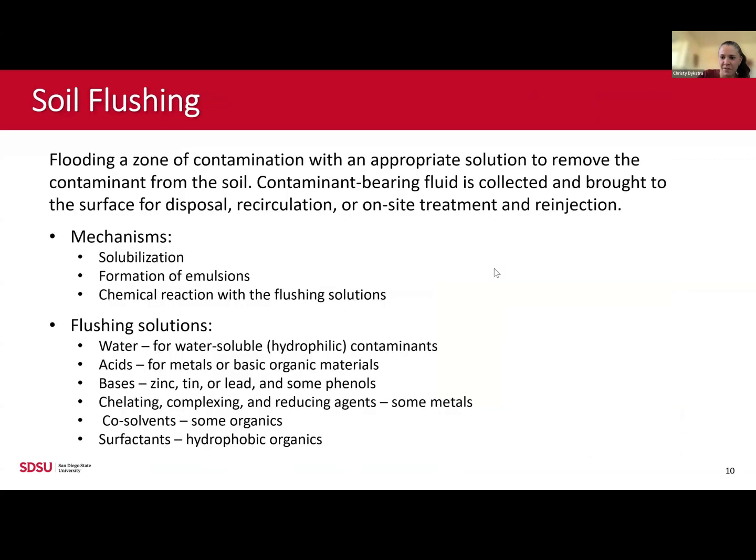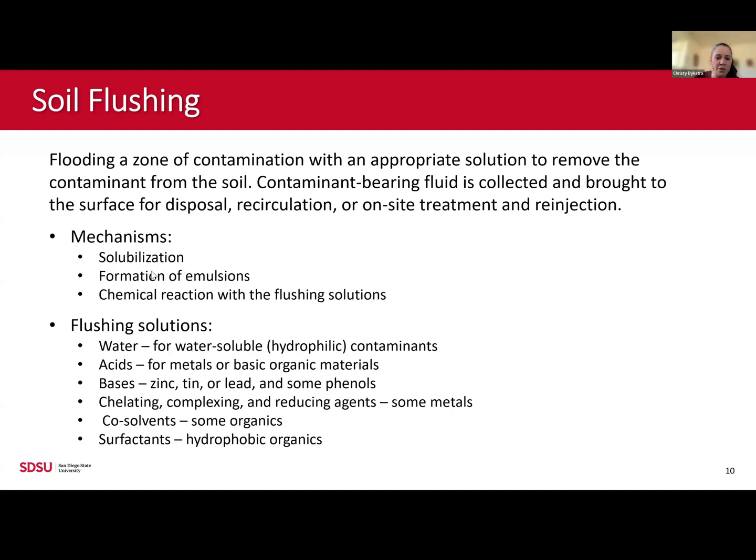Okay, so next up, we're going to talk about soil flushing. This is exactly what it sounds like, essentially putting a whole bunch of a liquid of some kind into the soil where the contaminant is at. And then we're going to wash it through the soil. The contaminant will get into the liquid, and then all of that will be brought using a well generally up to the surface for disposal or recirculation or treatment or other things.